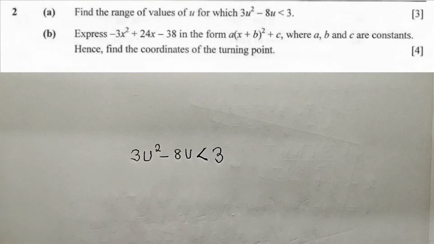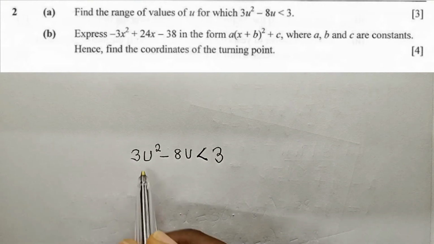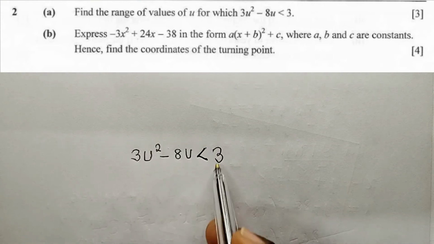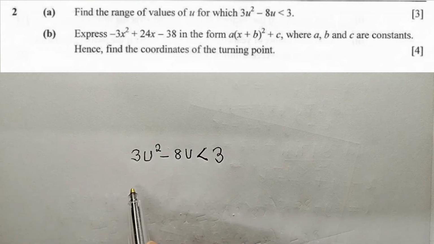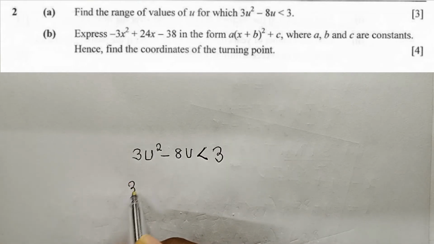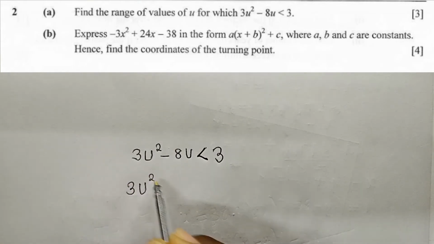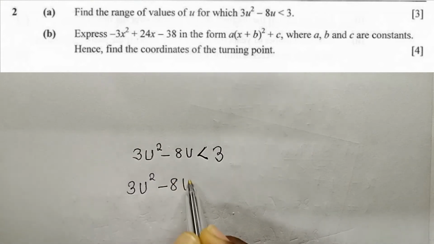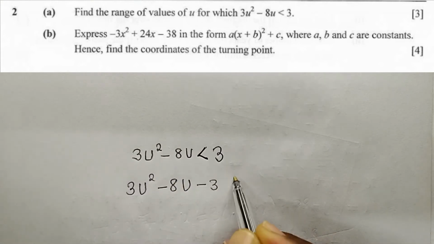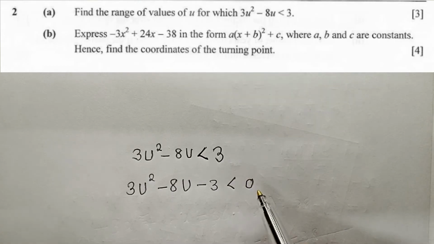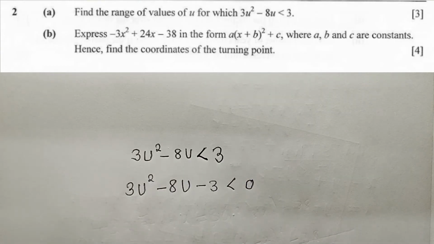Okay, so for question 2a here, the first thing must be to put this quadratic inequality in a standard form. So it will be 3u power 2 minus 8u minus 3 less than 0. So now it's in a standard form. Our next job is to solve for u.